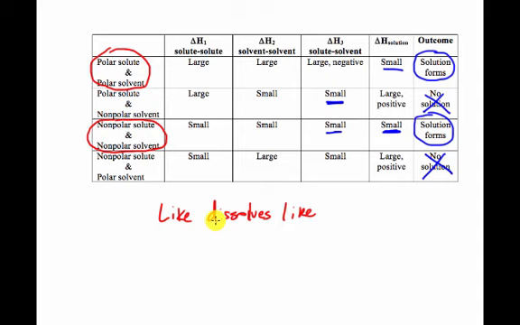So that should be enough information to get you started. Like I said, I'll do one more video on factors that will affect this, because obviously there's things that can change this basic idea. But that's pretty much it.